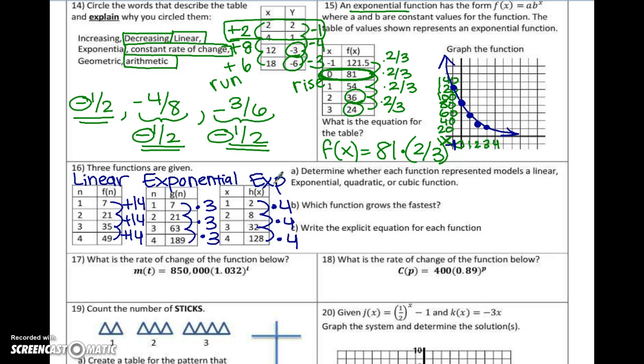Okay, we determined whether they are exponential or linear. Which function grows the fastest? So fastest growing, we know that exponentials grow the fastest. So it's either going to be the second one or the third one. And because this is multiplying by 4, whereas this one's multiplying by 3, the one that's growing the fastest has to be the very last one.